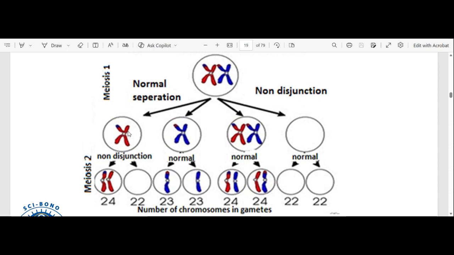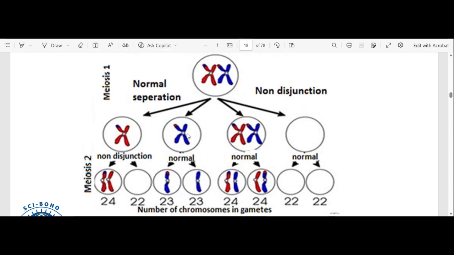Right, look at the chromosomes. So there was non-disjunction here. Obviously, it has 23 chromosomes, right? But because now it receives an extra copy, it will have 24 chromosomes. Because this one did not receive an extra copy, it will get 22 chromosomes, right? Okay.